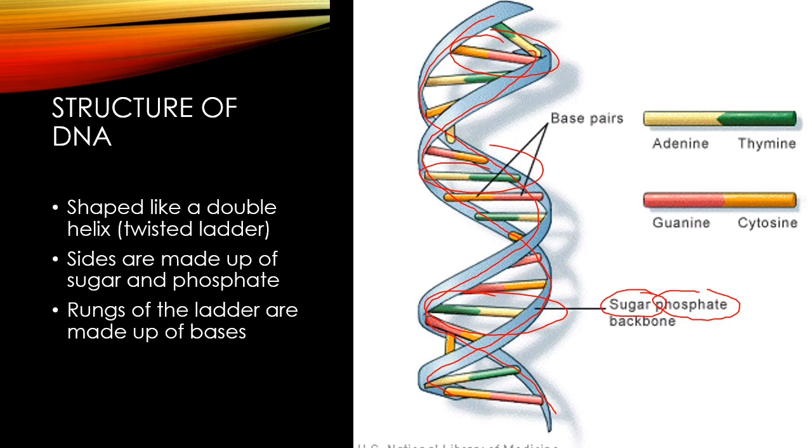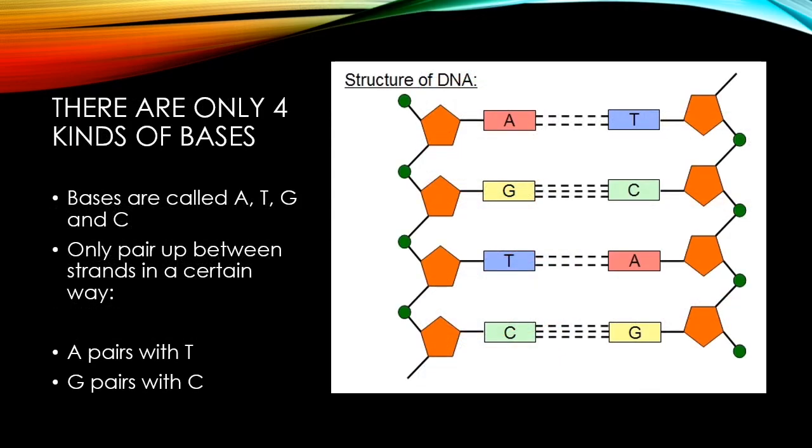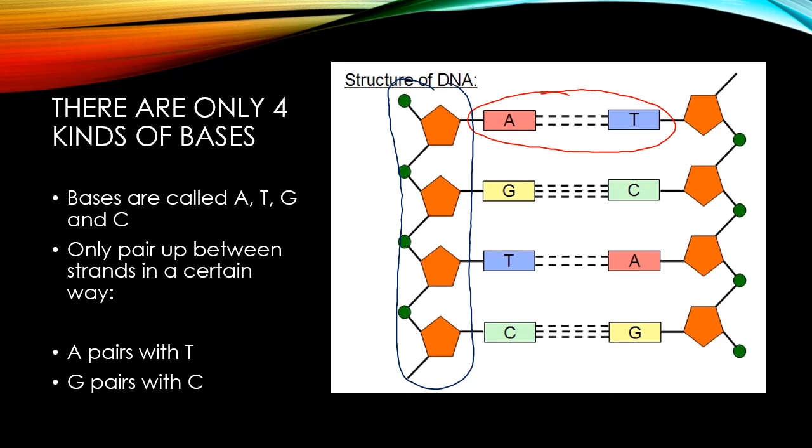Now, if I show you what I mean by that, we have here the bases. This represents the rungs of the ladder. This here represents the sides of the ladder, I suppose you'd call them. Now, if we think about these bases, there are in fact only 4 different kinds of base.